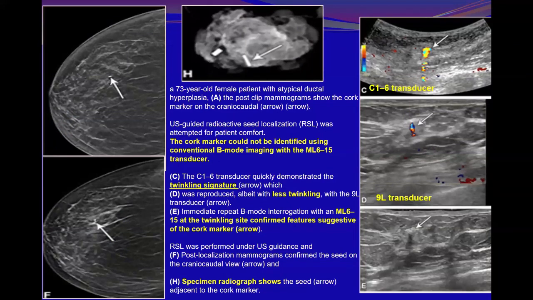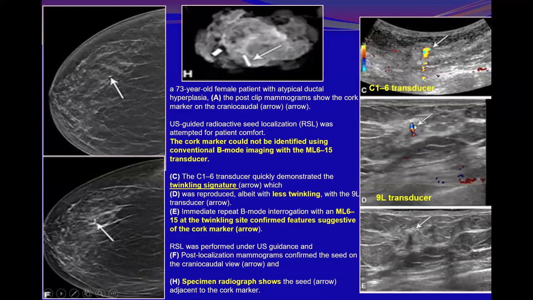Okay, let us see these examples here. This is a mammogram demonstrating a post-clip mammogram. And here, using the convex transducer, the convex probe demonstrates the twinkling artifacts better than the superficial probe. And then when they decide that is the location, they use the 9 frequency transducer. And here you can see the twinkling even smaller than what we have seen in the convex probe.